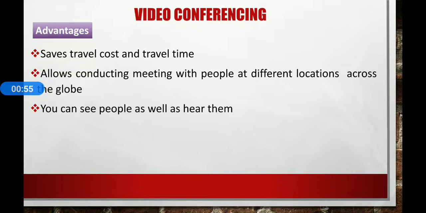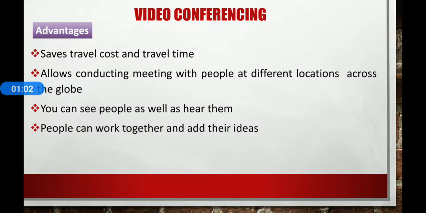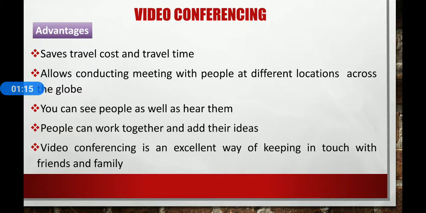This means you can see their body language, which you can't do with a telephone call. You can all view a document on the screen at the same time. People can work together and add their ideas. The document can be emailed to all of the people at the meeting later on. Video conferencing is an excellent way of keeping in touch with friends and family, even if they are in different countries. So these are the advantages of video conferencing.